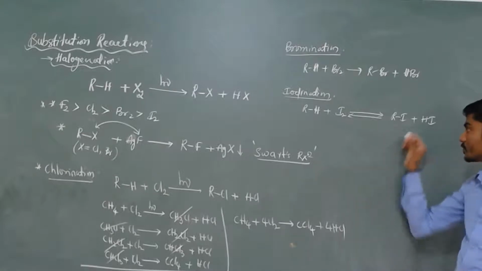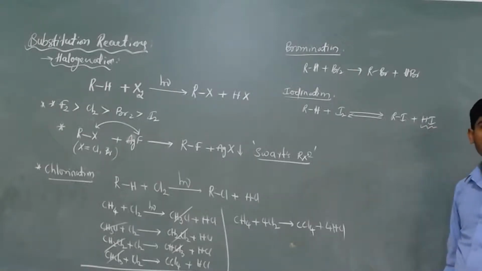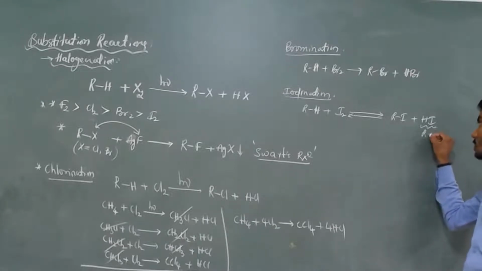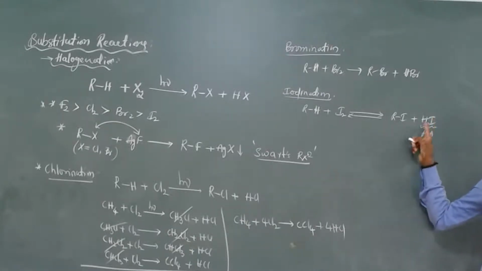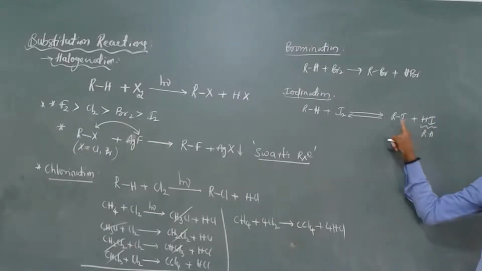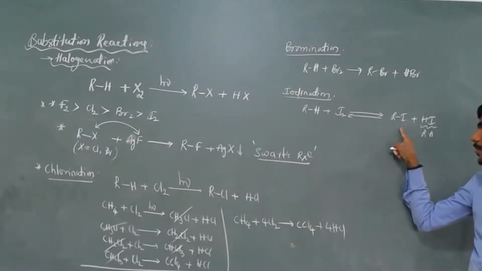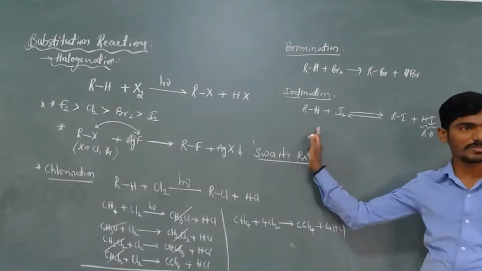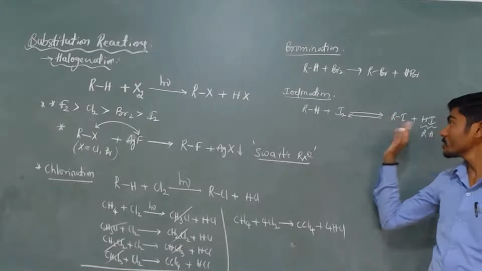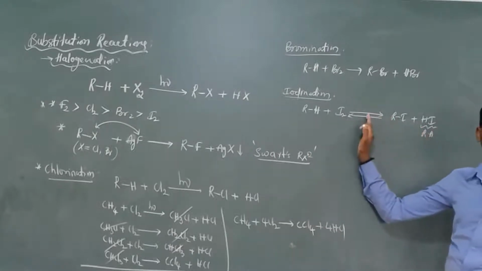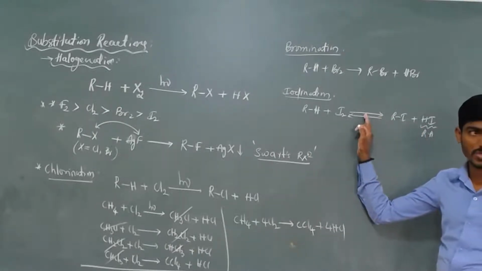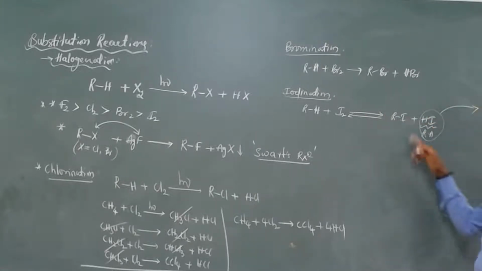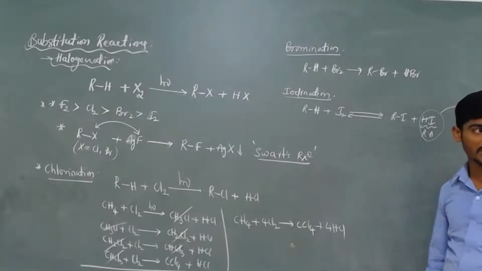The reason is that the product HI is a reducing agent, which reduces the alkyl iodide to alkane, and iodine is liberated. This reaction will be reversed. So because of this, we use an oxidizing agent, so that the liberated HI is converted into another form. Therefore, the product iodoalkane is preferred.